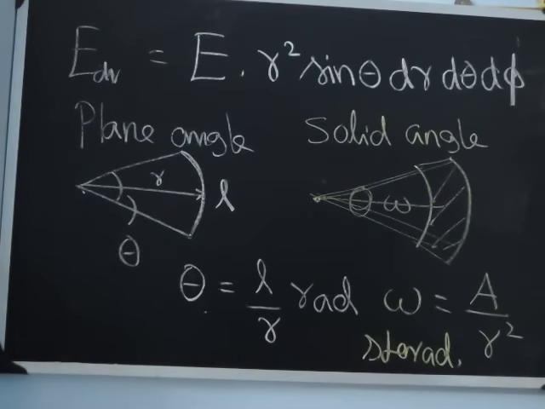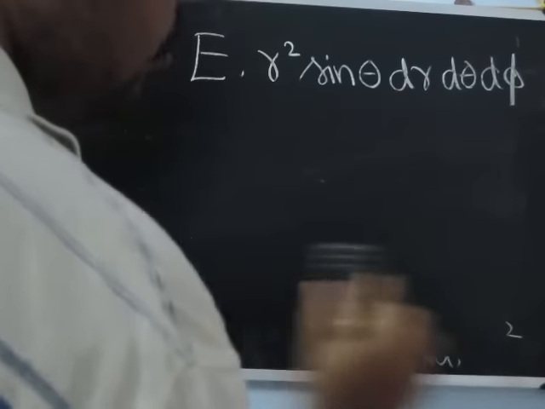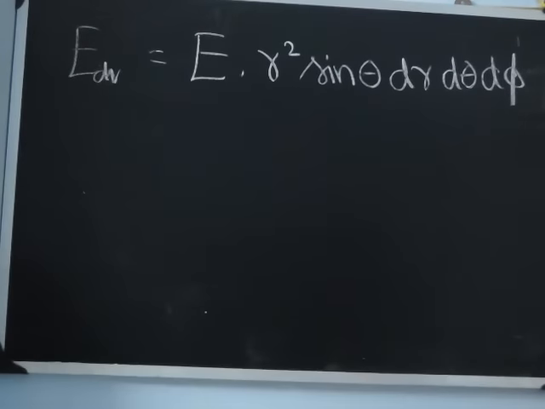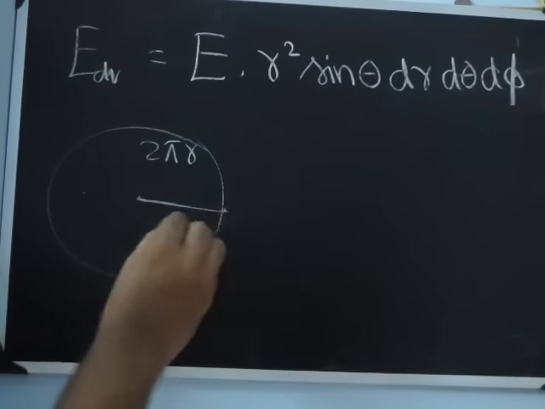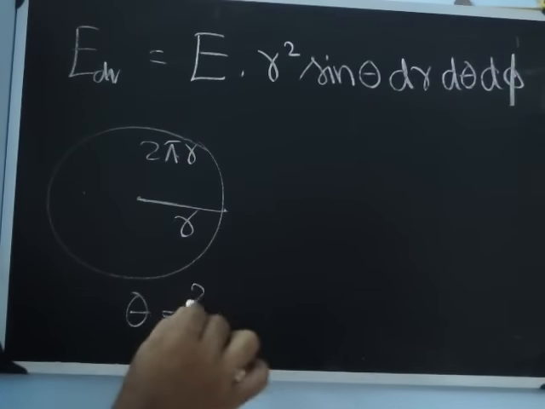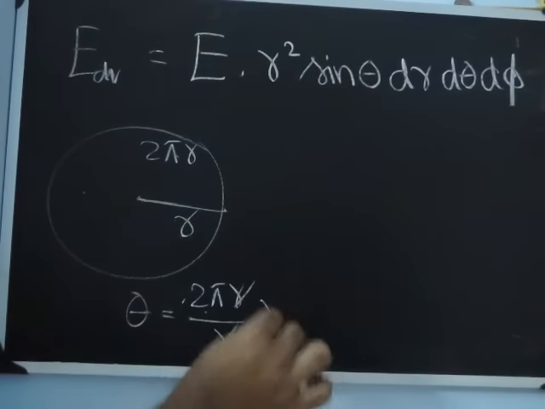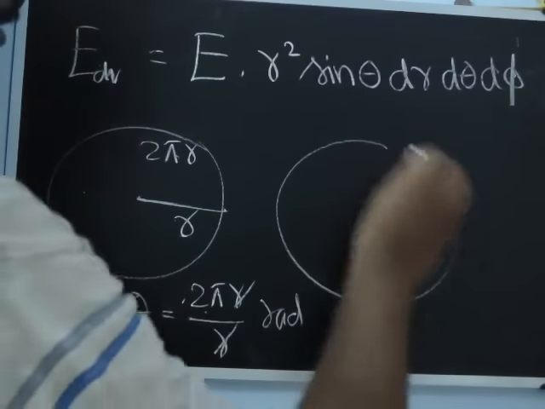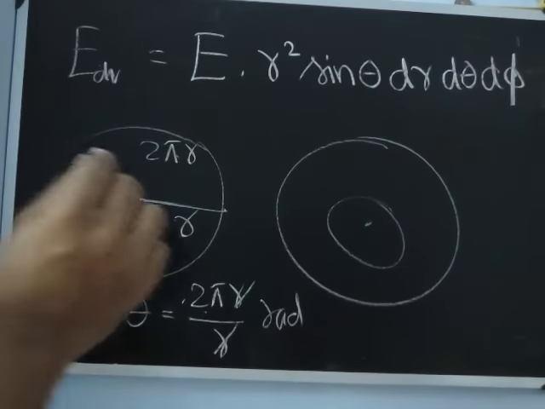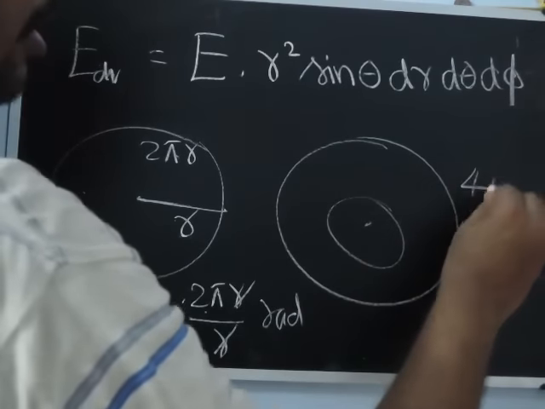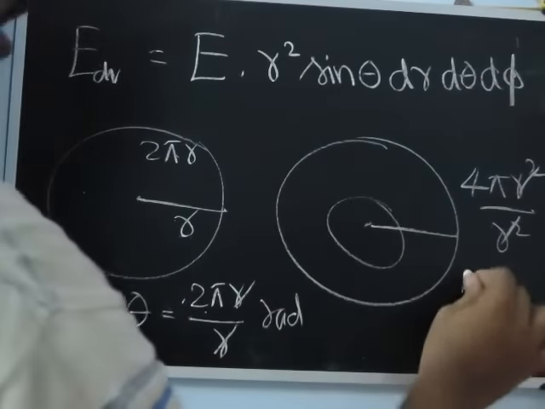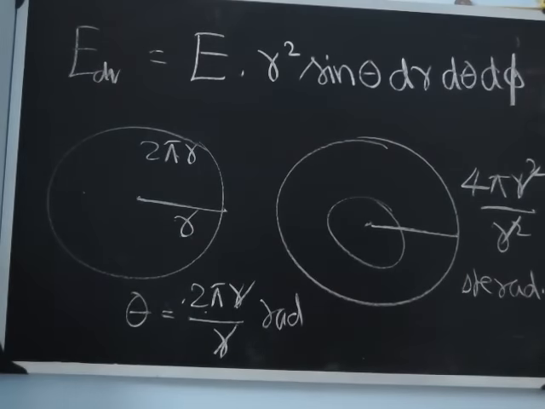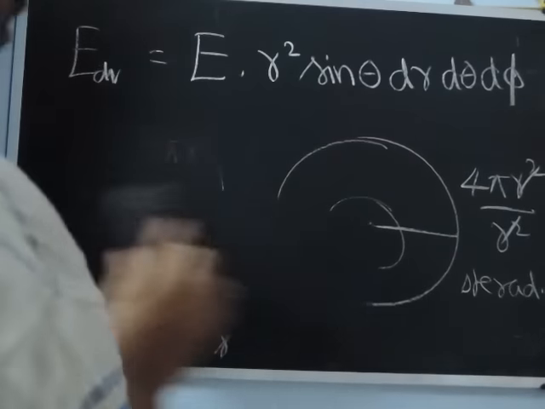So now I'm going to consider the solid angle. The solid angle of an entire sphere will be 4 pi. That's easy. The plane angle contained in a complete circle will be 2 pi. How? Because the arc length is 2 pi r, the distance is r, so theta is L by r, 2 pi r by r, which is 2 pi radians. Similarly, if we consider a sphere, the solid angle subtended in the sphere will be the area of the sphere, which is 4 pi r square, divided by the distance square, r square, which is 4 pi. This is 4 pi steradians. So the solid angle subtended inside a sphere is 4 pi steradians.